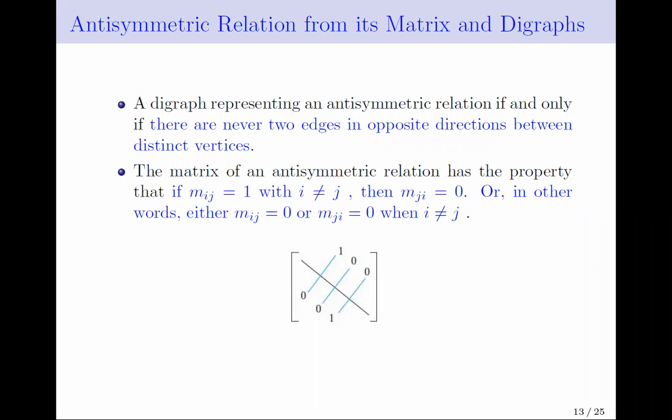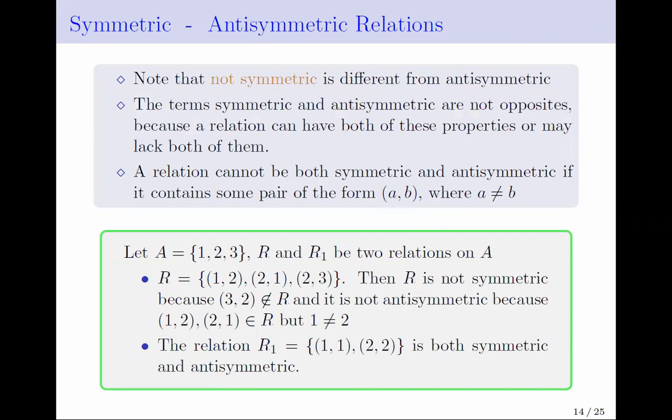Now note that not symmetric is different from antisymmetric. We are checking the idea of symmetric and antisymmetric relations. The terms symmetric and antisymmetric are not opposites because a relation can have both these properties or may lack both of them. A relation cannot be both symmetric and antisymmetric if it contains some pair of the form (a, b) where a not equal to b. Okay, let us have an example.